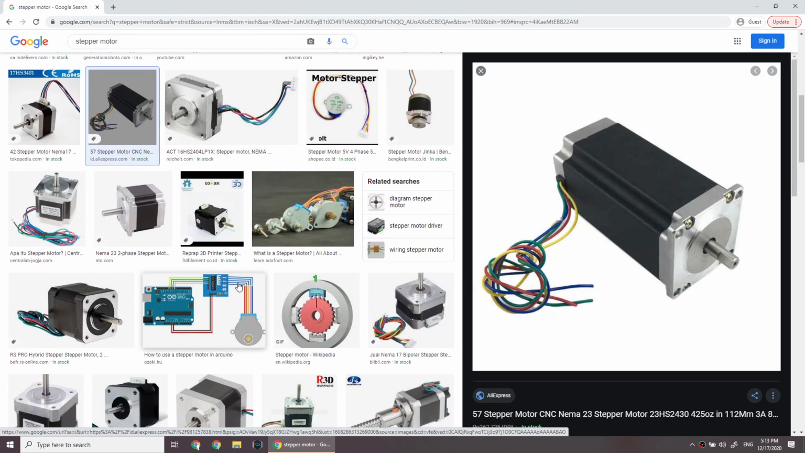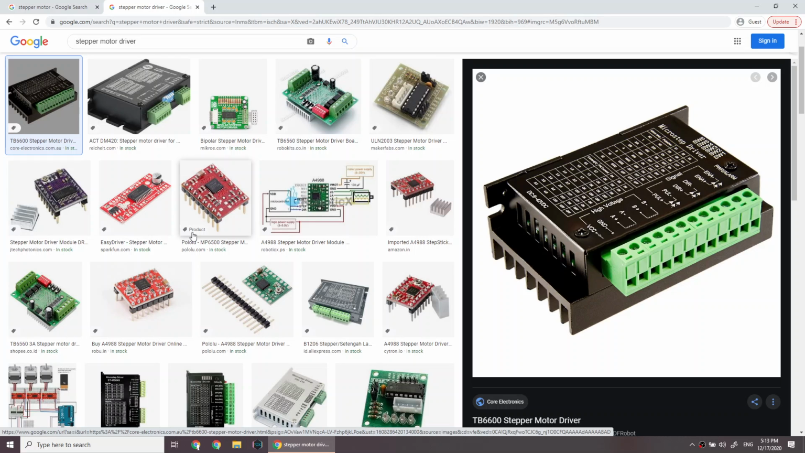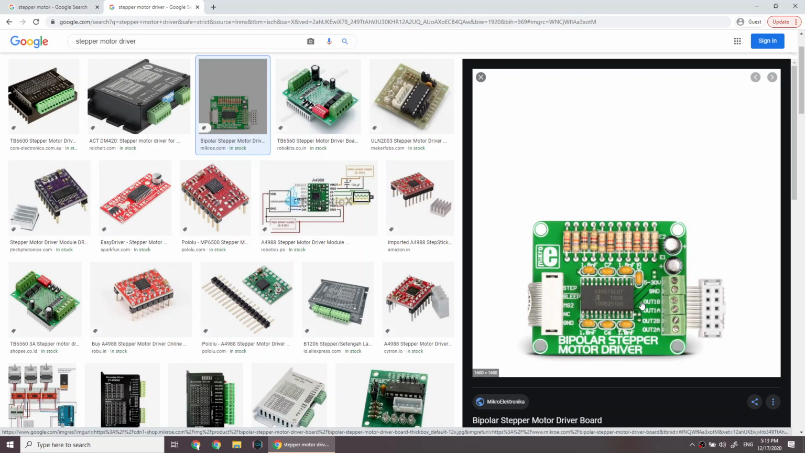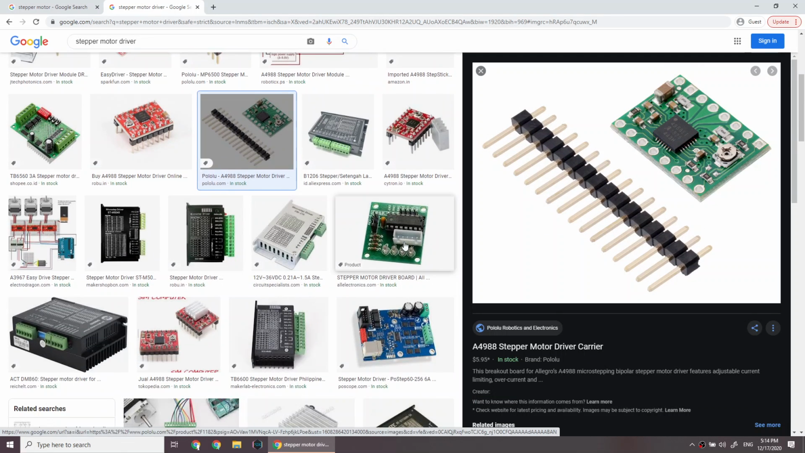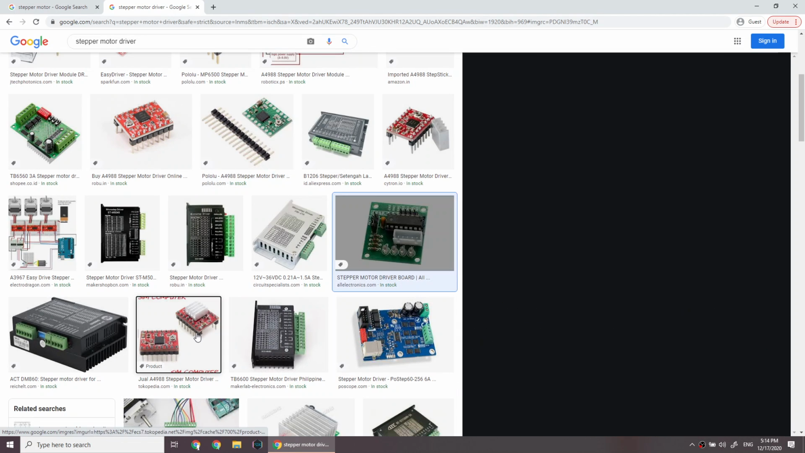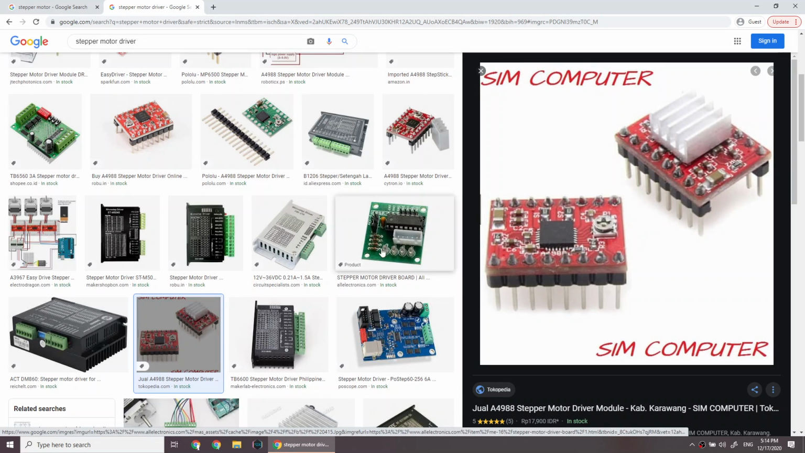You have to have something called a stepper motor driver. The stepper motor driver is usually an electronic board. It looks something like that. Maybe it's a closed box like that, or maybe it's open, an electronic board like that, or like that. It has different sizes, different specifications, different features, and they share one common thing.